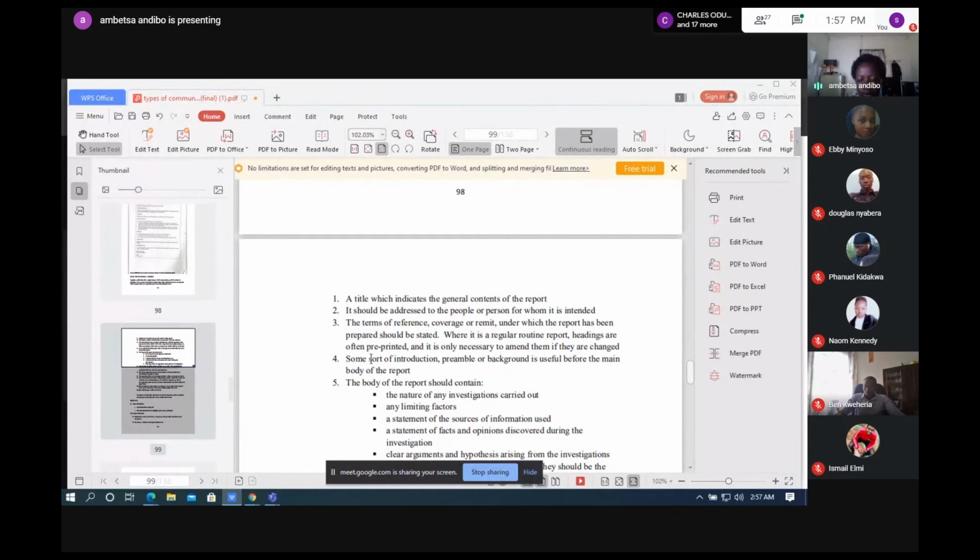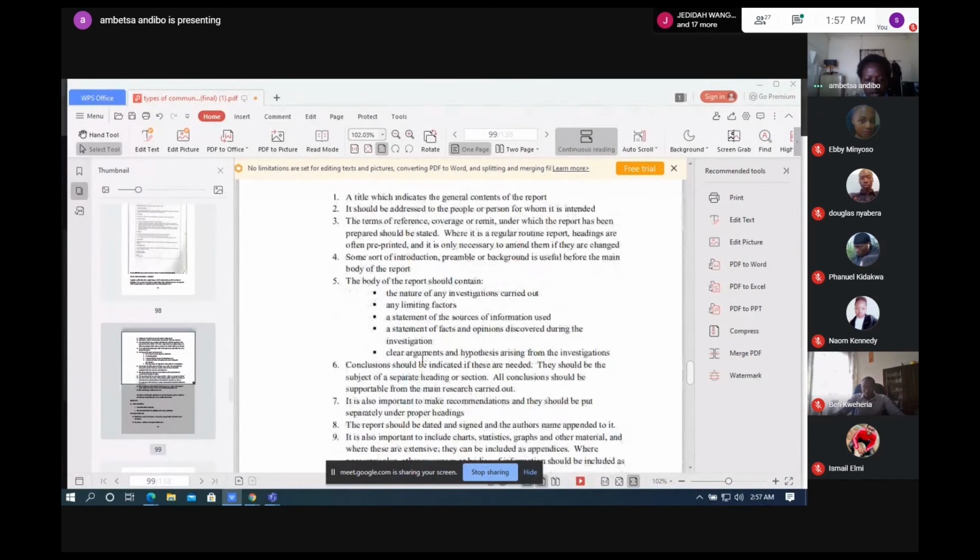Then always have headings. So remember, I've told you, don't ignore the subheadings: terms of reference, procedure or methodology, then findings, conclusion, and recommendations. Then the body of the report should contain the nature of investigations carried out. Any limiting factors will come under terms of reference. Nature of investigations carried out will come under methodology.